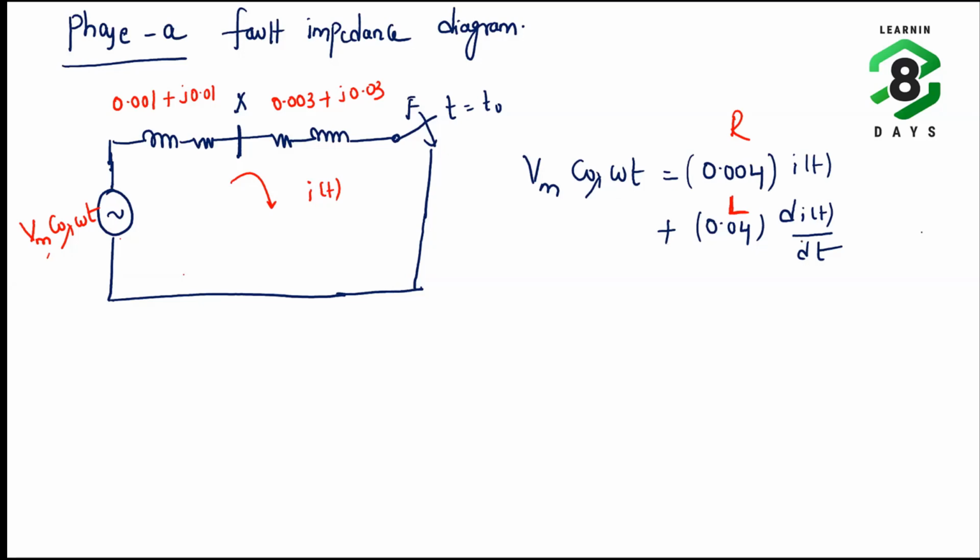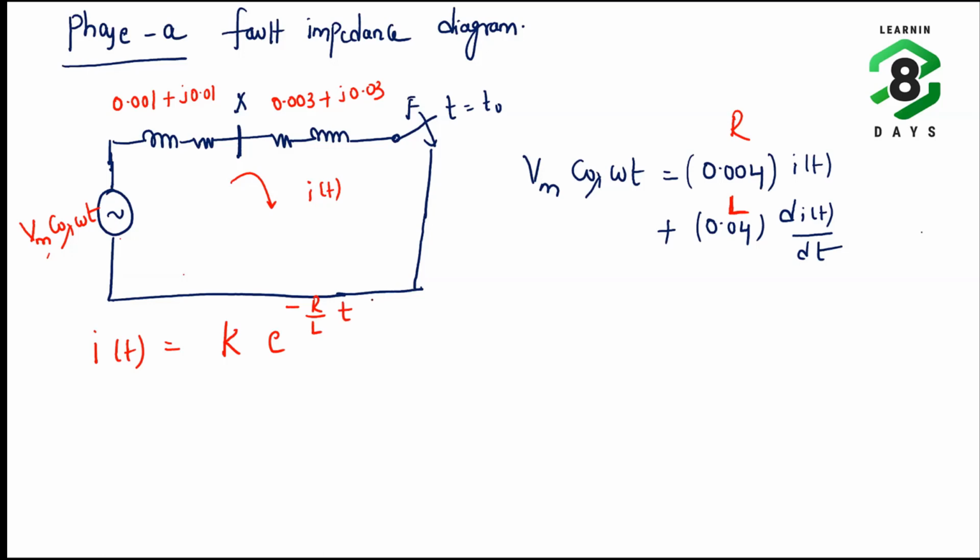di by dt. For this first order differential equation, if you compute the solution, your solution contains two parts. Your I of t contains two parts. One is the transient part, which you can call the complementary function, and one is the steady state part, which you can call the particular integral. The transient part is called DC offset current. So this value will become some constant k into e power minus R by L into t.